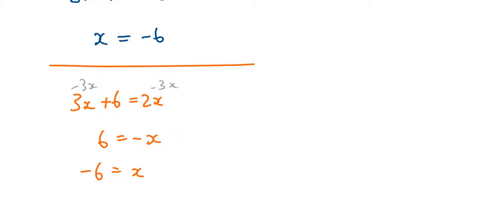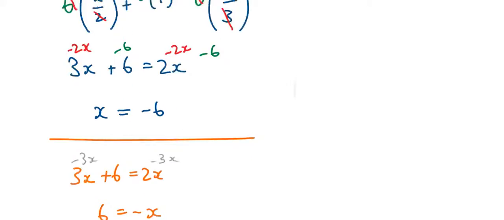Again, don't stop there. Make sure you finish. That was something that people also do. They stop here. Make sure you finish. And it's the same answer. X equals negative 6. Negative 6 equals x. Same answer. Hey, look at that.